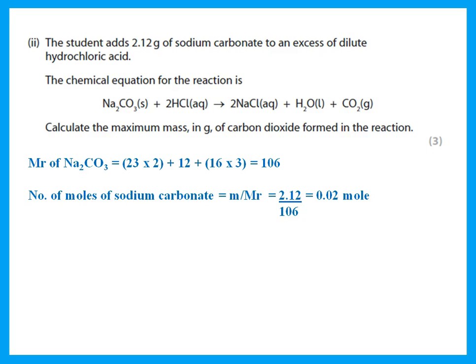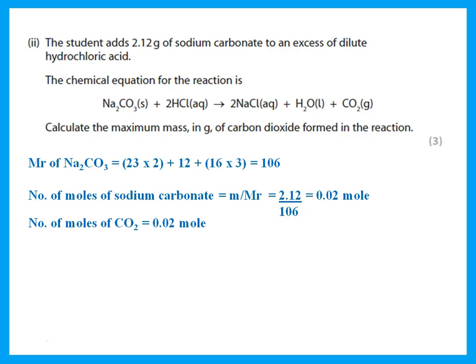The equation is, he's asking for carbon dioxide, and the equation says 1 mole of sodium carbonate. Remember, there is no number in the equation in front of sodium carbonate on the left, so that means it's 1. It gives 1 of CO2. Also, there is no number in front of the CO2, so that is 1. So 1 of sodium carbonate gives 1 of carbon dioxide. That means the number of moles of carbon dioxide is the same as the number of moles of sodium carbonate.